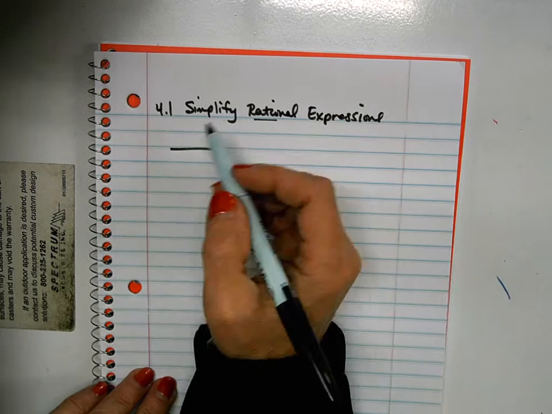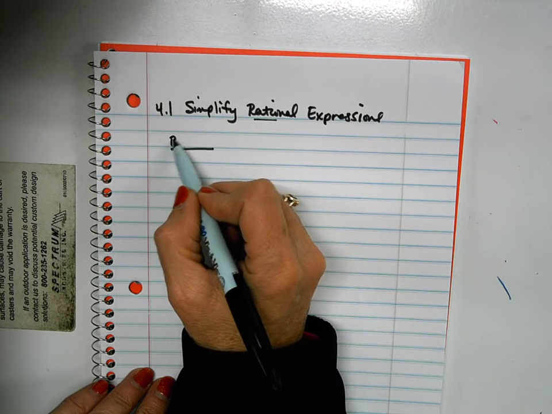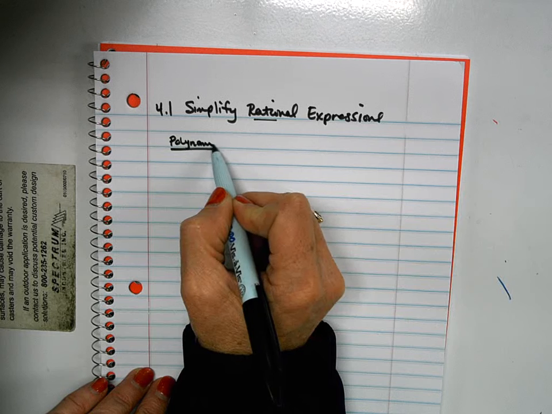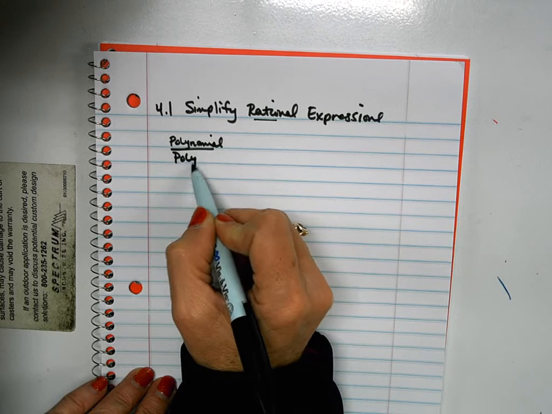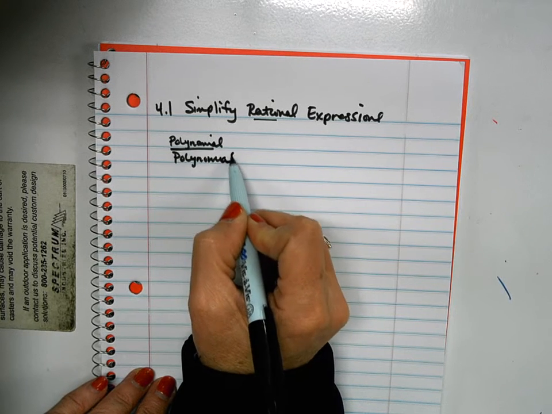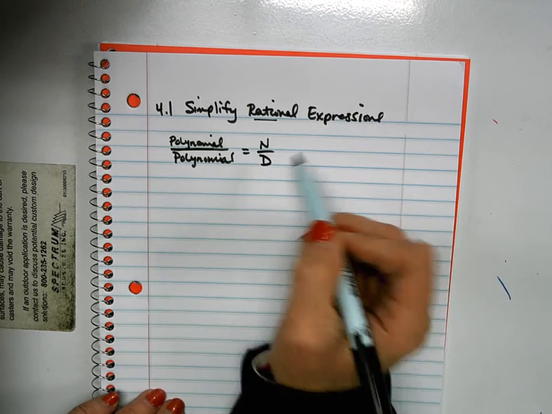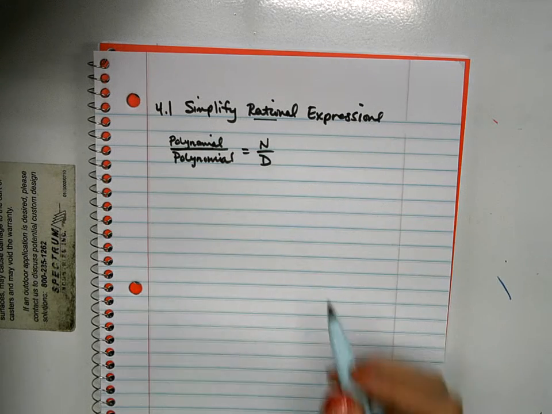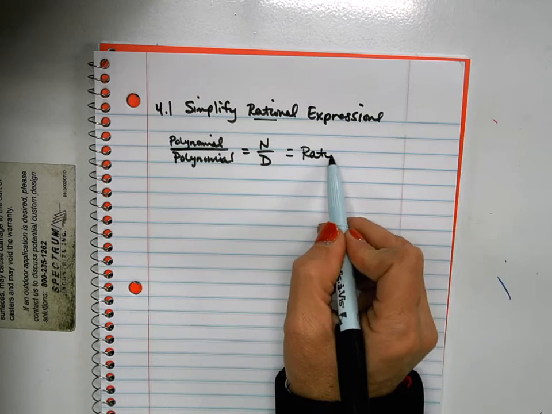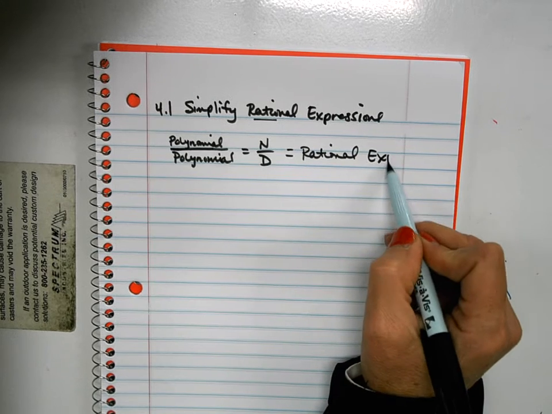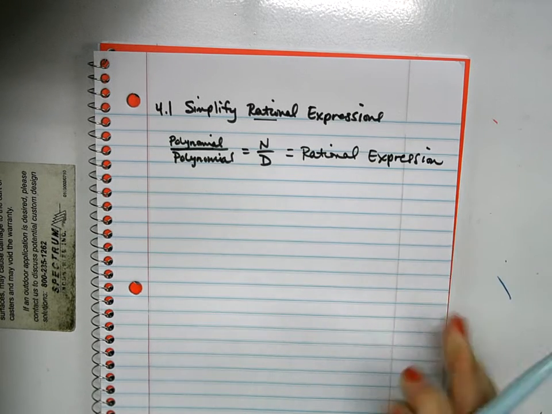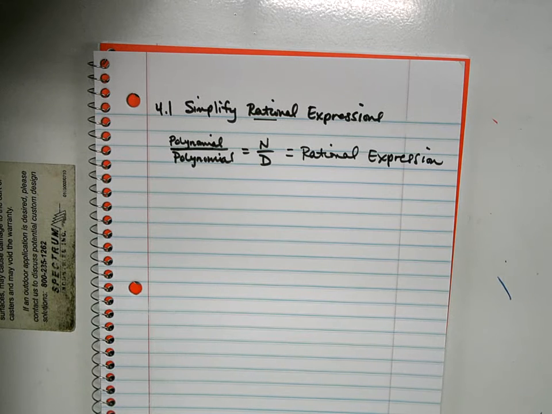Okay, for the most part here, we're going to take a polynomial, which is what we were doing in the last unit, and divide it by a polynomial. Which will be our numerator over our denominator. And that's going to be our rational expression. When you see expression, you typically don't have an equal sign. It's not an equation. It would be just one side of the equation would be the expression.